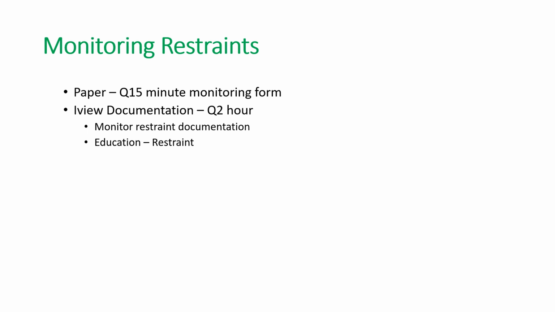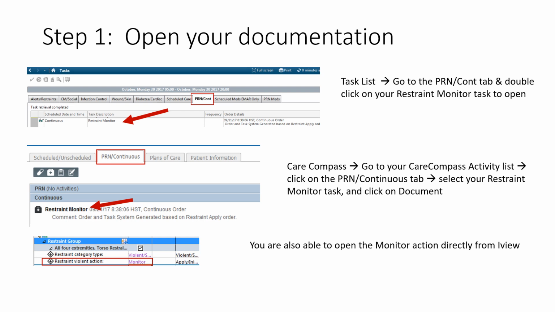Monitoring restraints. We are required to do the paper Q15-minute monitoring form. However, the RNs should still document restraint monitoring Q2 hours in the computer. Restraint education is documented as needed. Step 1. Opening your documentation. Again, it is always best to use your task list, so go to your Restraint Monitor task and click on Document. The Monitor task will be found under the PRN and Continuous tab.